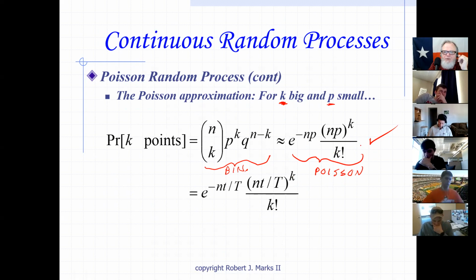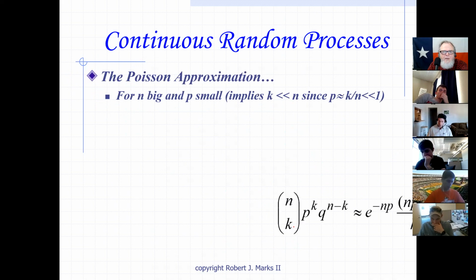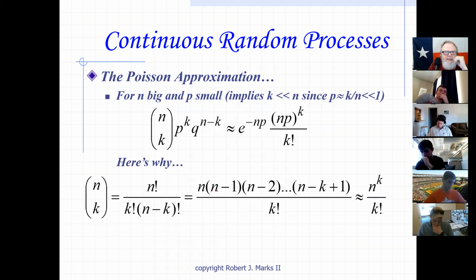p is equal to little t over big T. So I'm going to take p here and substitute little t over big T in the following expression. And that's what the probability of k points is if we make the k big and the p small in the right way. Okay, let's take a look at this. This is the claim that we make. It's referred to as the Poisson approximation. And here's why.